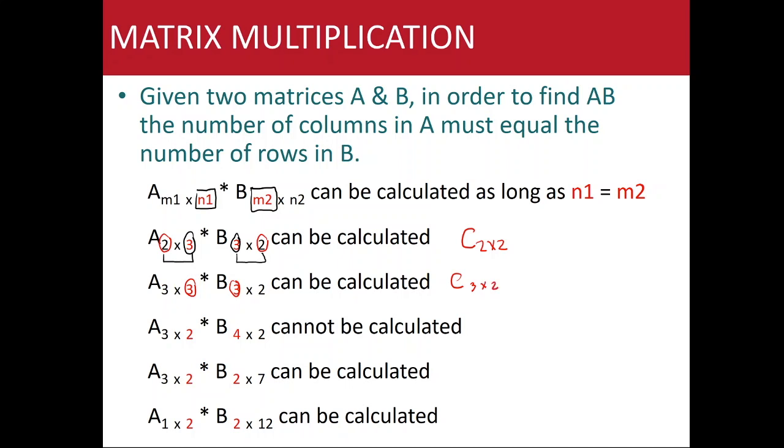In this one, the numbers 2 and 4 don't match. Therefore, these two matrices are not conformable and the result cannot be calculated. Here we have the result being a 3 by 7, and the final one is going to be a 1 by 12. Okay.